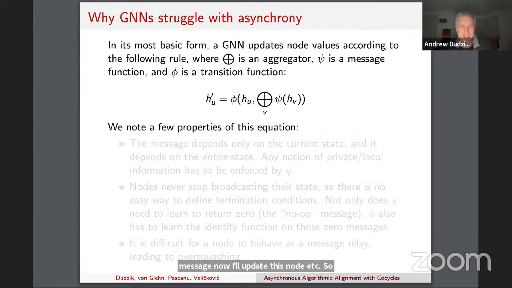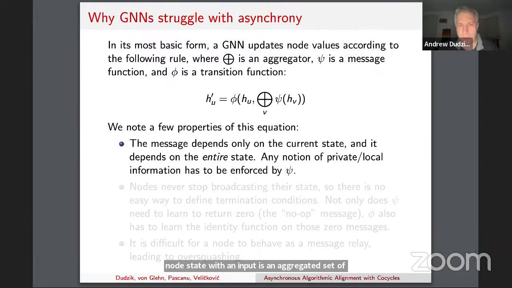So why is asynchrony such a problem with GNNs? I have here the most basic form of the GNN update equation, but what I'm going to say also applies to many of the other advanced forms. Here we have a transition function applied to the node state, whose input is an aggregated set of messages out of a message function psi. Some things we notice right away: the message only depends on the current state, and it depends on the whole state, which means that any notion of private information that's only relevant to the node itself needs to be enforced by psi. It needs to learn to throw that information away. The node itself can't choose to only send some information.